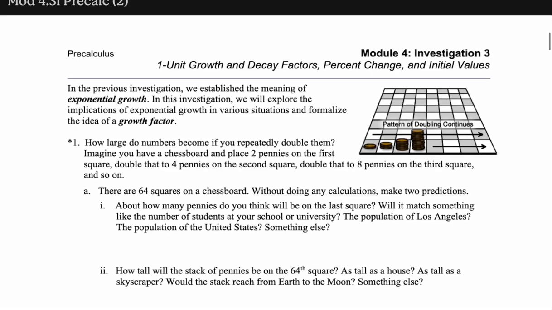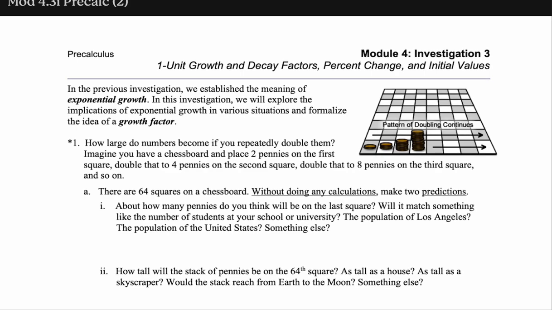So it says here, in the previous investigation, we established the meaning of exponential growth and the growth factor. I kind of want to talk about that just a little bit before we jump into this. Okay, so let's think for a moment.